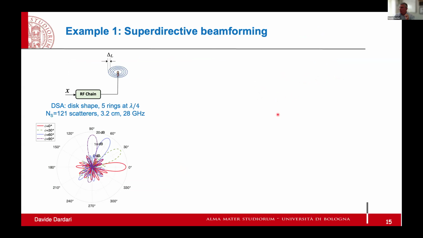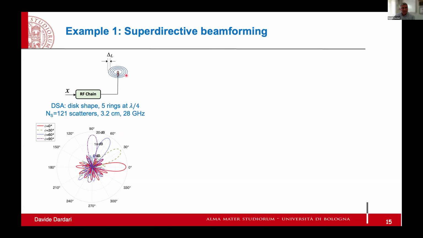Let me show some examples, just to understand the potential of this kind of structure. In this example, I consider just a very simple DSA. It's a two-dimensional DSA, a sort of disk, in which we have 5 rings. In these 5 rings, we deploy the scatterers with lambda/4 spacing. Lambda/4 is a sort of magic number, an optimal number which provides the best performance with respect to other choices of spacing. Here in this example, we have 121 scatterers, so that at 28 gigahertz, the total size is just 3.2 centimeters. Here we have just one RF chain, so just one input, with only one active antenna. This is very similar to the SPAR case, but with the difference that we have more rings instead of one.